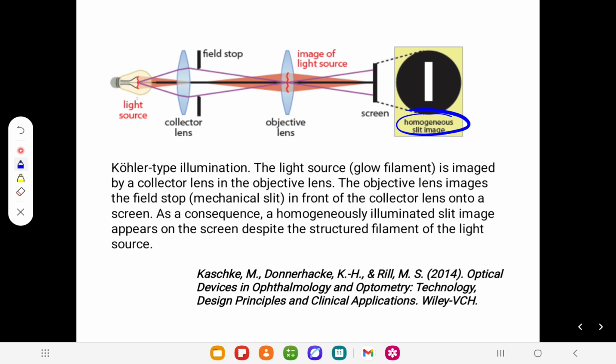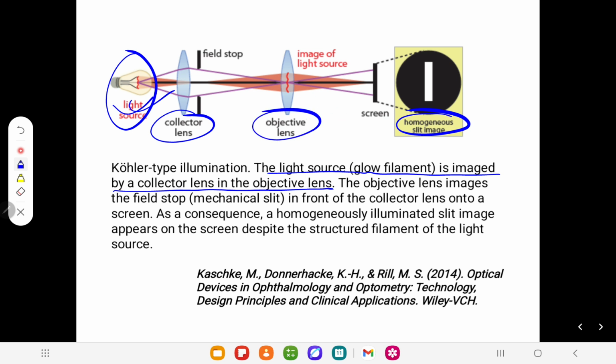Okay, let me explain. First, light is thrown from the bulb, and there is a collector lens. The collector lens collects the light, which is basically thrown in multiple directions. The light source filament is imaged by the collector lens into the objective lens. Basically, the image of the light source is thrown into the objective lens. So the basic principle is the collector lens: see this filament, colored red, and exactly at the center of the lens is the image of the filament, made by this lens.